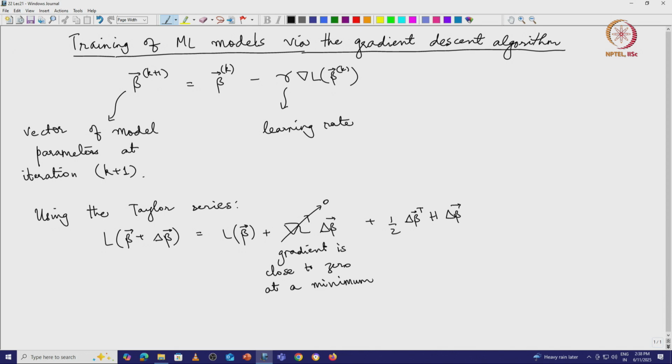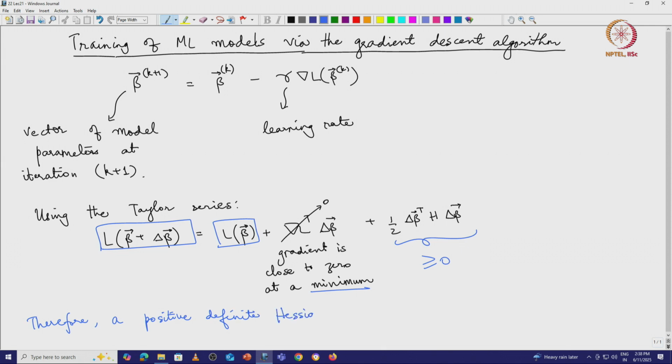And then we said that if this Hessian H is positive definite, that means this term will always be greater than or equal to 0, which means that the value of the loss function at beta plus delta beta would be higher than the value of the loss function at beta, which is what is required at a minimum. So therefore a positive definite Hessian ensures a local minimum.